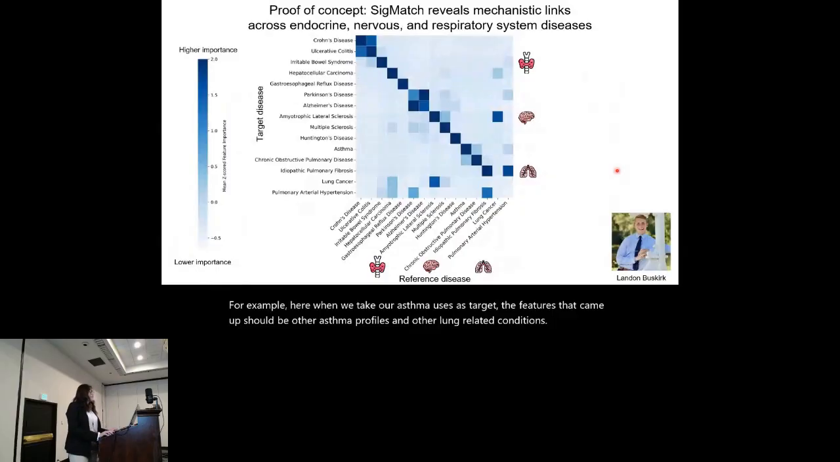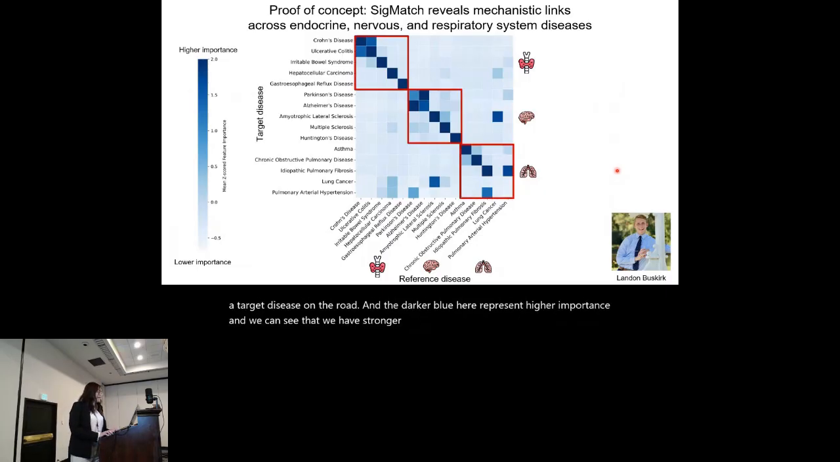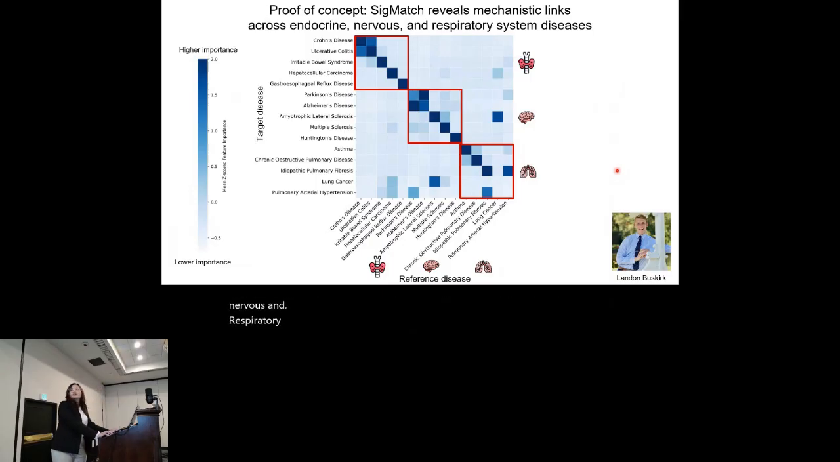This heat map shows how SigMatch uses other diseases on the columns to predict a target disease on the rows, and the darker blue represents higher importance. We can see stronger signal along the diagonal, where target and reference diseases come from the same system, which are endocrine, nervous, and respiratory systems, suggesting shared biology.